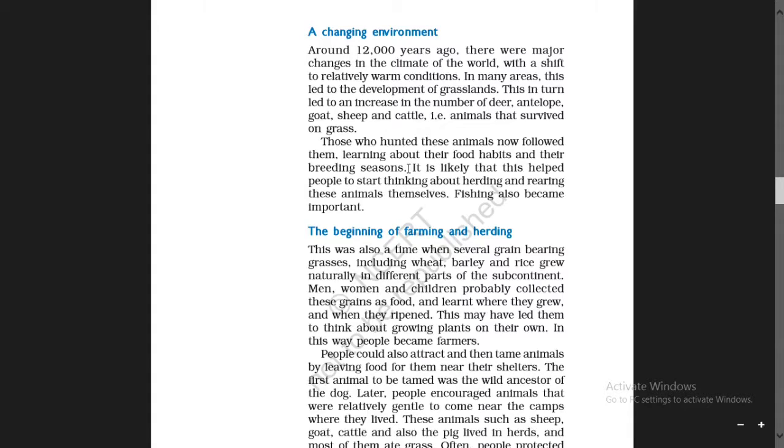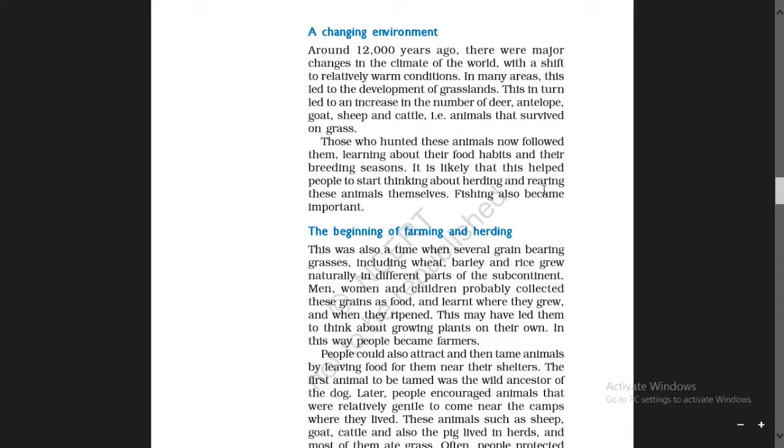Those who used to hunt these animals, now they followed them, learning about their food habits, what food they are eating, and their breeding seasons, the seasons when they used to breed. It is likely that this helped people to start thinking about domestication, herding and rearing these animals themselves.